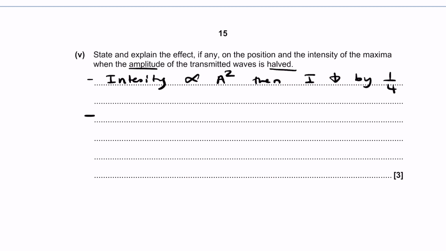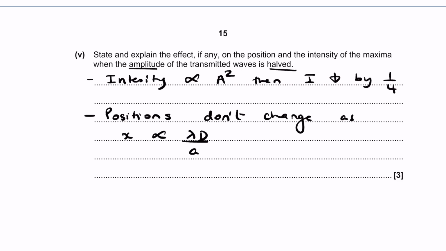However, the positions won't change, as intensity has got nothing to do with x. x is directly proportional to lambda and d, and inversely proportional to a. So it's not going to affect the positions of the maxima.